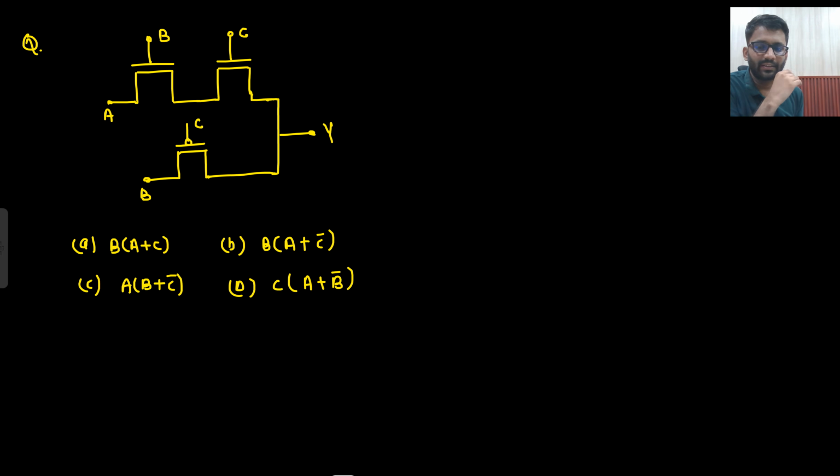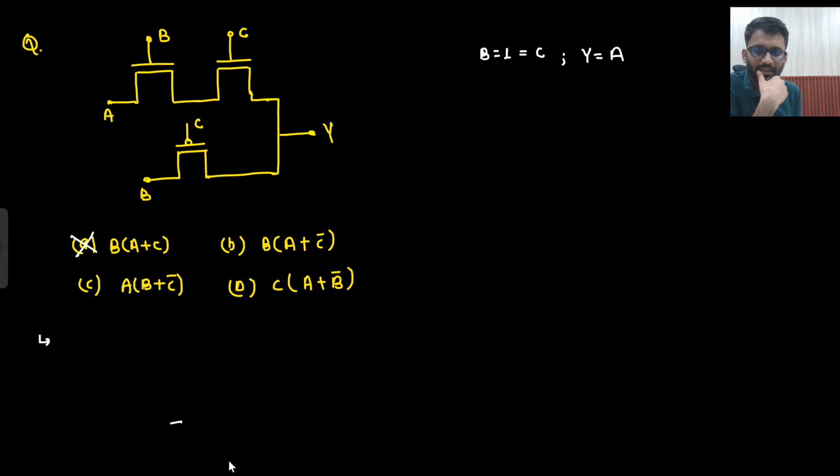Now this question is a different kind of problem. You can either make the truth table or you can think. How will you think? Or you can solve it by options as well. Tell me one thing: if B is equal to C is equal to 1, then what will be your Y? If B is 1 and C is 1, that means this MOS is on, and this MOS is also on, so A will be delivered to Y. In which option do you get this? If B and C are 1, then A plus 1 will be 1 only. This option is wrong.